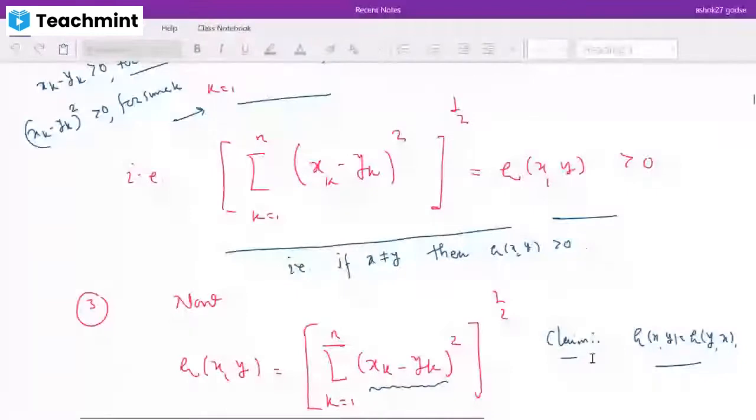So yesterday we have seen the definition of metric space. So just revise.